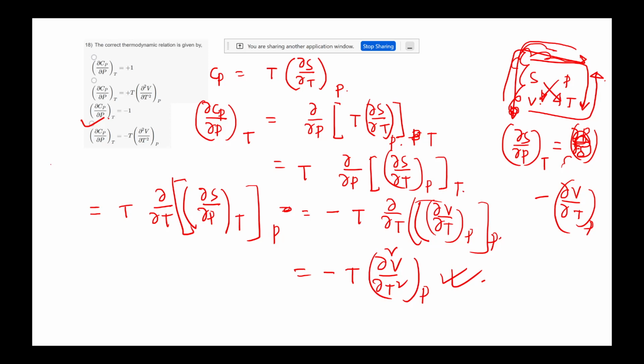Pretty easy, if you know the Maxwell relation. But you need some more practice to do these things faster.